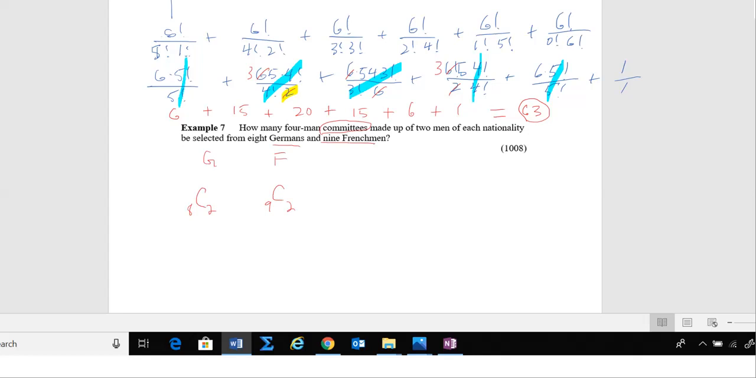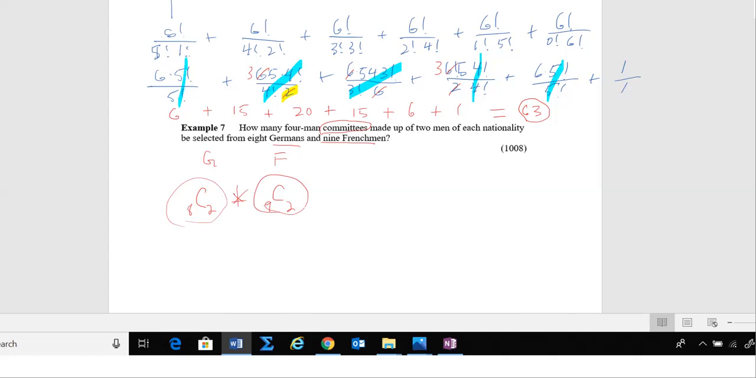So this is a number of ways you can form the German committee, so to speak, and this is a number of ways you can get that French committee. So if we multiply those together, we're going to find a number of ways we can find a German/French committee with 2 from each. Okay, so this will give us the number of ways we can get that done.